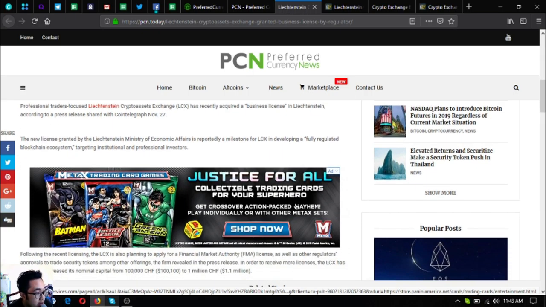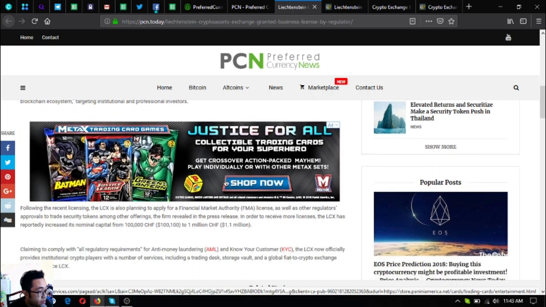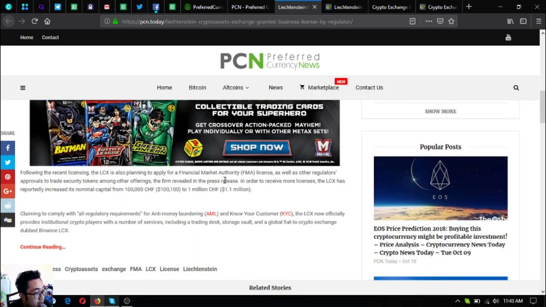The new license granted by the Liechtenstein Ministry of Economic Affairs is reportedly a milestone for LCX in developing a fully regulated blockchain ecosystem targeting institutional and professional investors. Following the recent licensing, the LCX is also planning to apply for a Financial Market Authority or FMA license, as well as other regulators' approvals to trade security tokens, among other offerings.